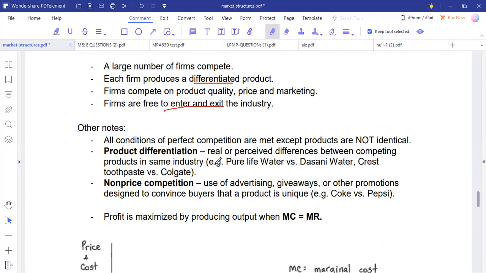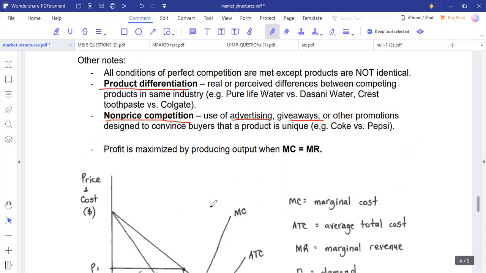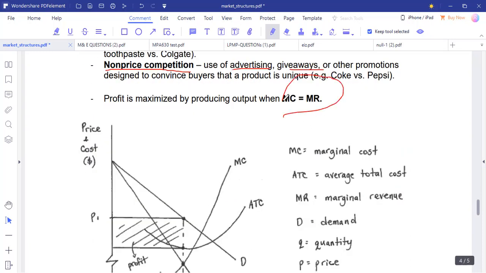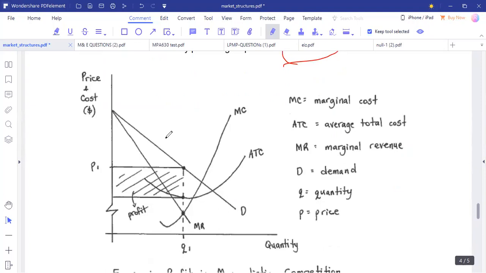We have Aqua water, Aqua pure, Aqua savanna, all is water. We have Colgate, we have Aquafresh. They undergo what we call product differentiation. They also undergo what we call non-price competition, which goes through advertising, giveaways, and other promotions. They also maximize their profit when marginal cost is equal to marginal revenue.